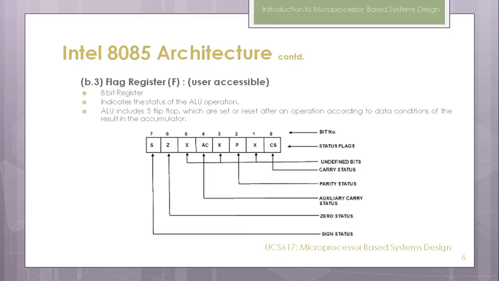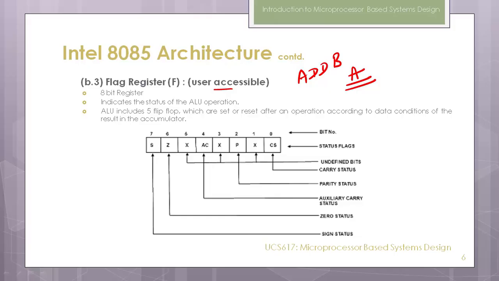Next is the flag register. It is a user accessible register. Recently we studied that the result will be stored in the accumulator. Now when we perform any operation, there is an effect on the flags, meaning it produces some kind of carry, a sign flag, auxiliary carry, parity, and carry status.